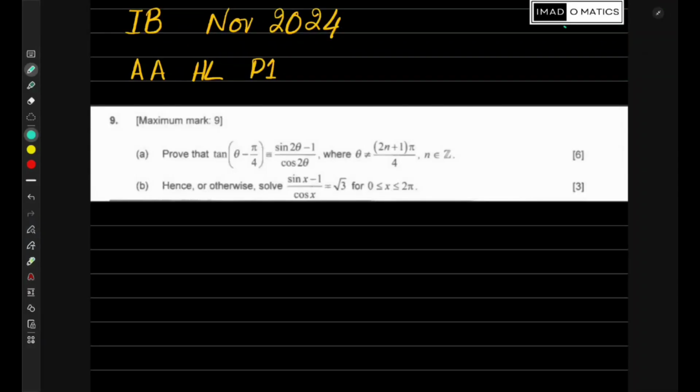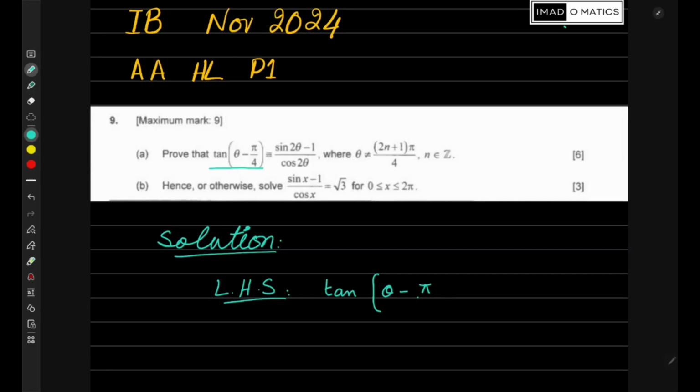Question number 9. Part A, we have to prove that tan(theta minus pi by 4) is equal to (sin 2 theta minus 1) over cos 2 theta. Now take the left hand side, which is equal to tan(theta minus pi by 4).